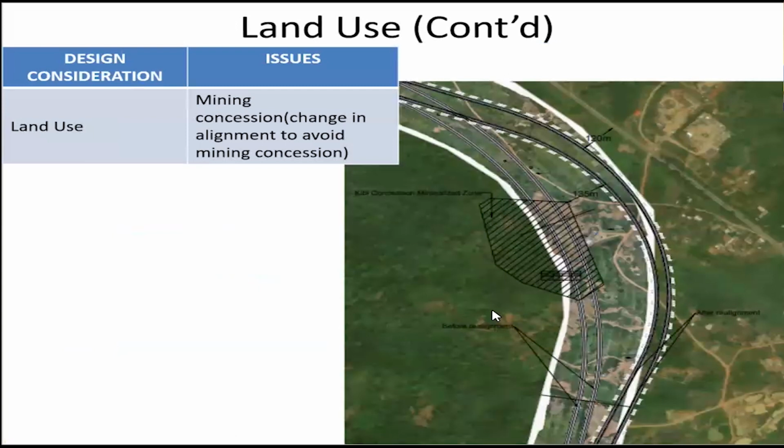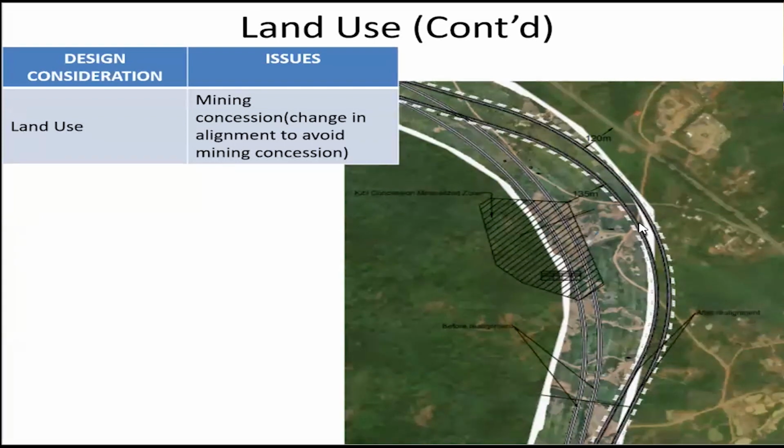Another case is a mining concession. At the planning stage, it was not realized that the alignment was going through a mineralized zone. After the place was cleared, the owners raised concerns, and we had to quickly modify the alignment so that we avoid going through the mineralized zone. As we have here, this used to be the original alignment, and now we have refined it at the implementation stage.